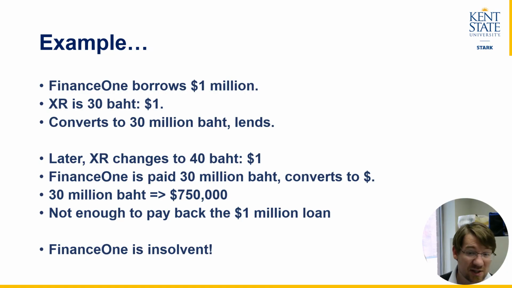What that means then is, as a bank, Finance One is now insolvent. I'm really simplifying here, saying this is their only loan or whatever, but they're in serious trouble. And it really was because they had assets in baht, liabilities in dollars, and the baht lost value, which meant their assets lost value. That ate into, and in fact destroyed, the bank capital, so that now in the end they're in serious trouble: insolvency.